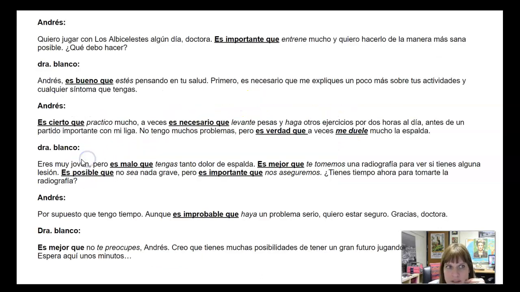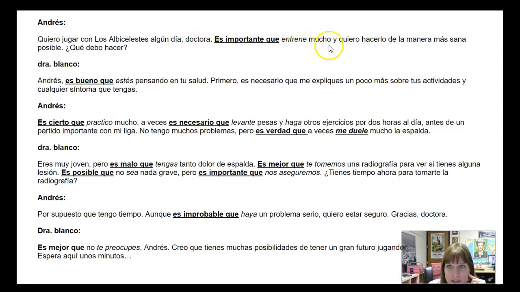So vamos a comenzar otra vez, just so that we can look at the subjunctive and see a couple of different things where the clause was used, es importante que, but maybe the subjunctive wasn't used. So quiero jugar con los albicelestes algún día. I want to play with los albicelestes. This would be a local team someday, doctora. Es importante que entrene. It's important to train.